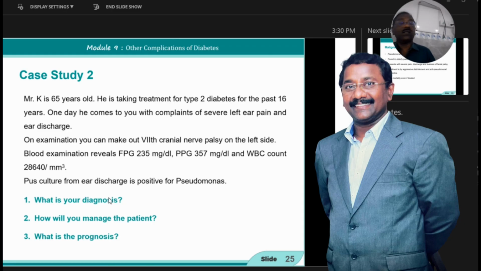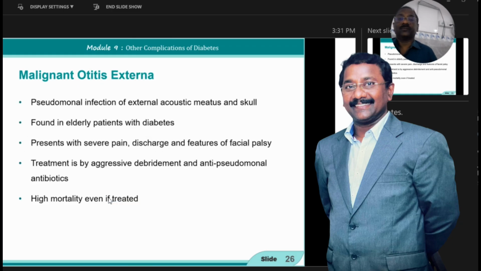So why did he get the malignant otitis externa? Because of high blood sugars, fasting 200 plus, postprandial 300 plus, etc. So keep all our diabetics at target blood sugars, so you cannot invite infections. Once they get the malignant otitis externa, the prognosis is guarded, poor.